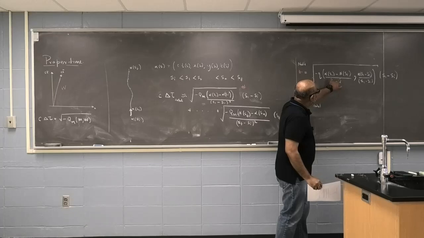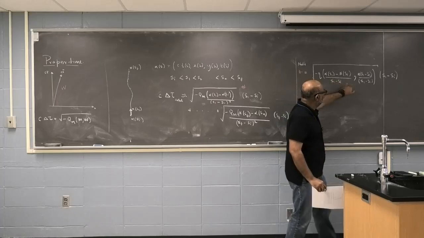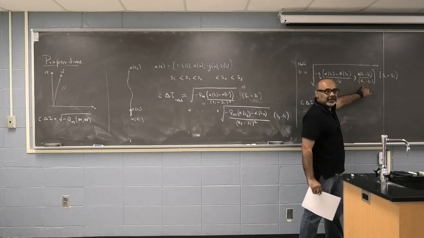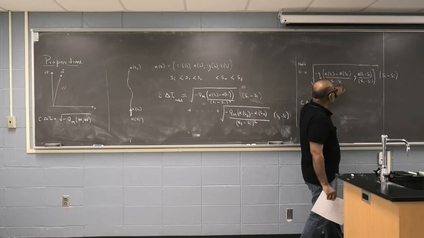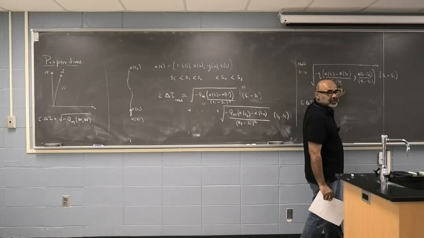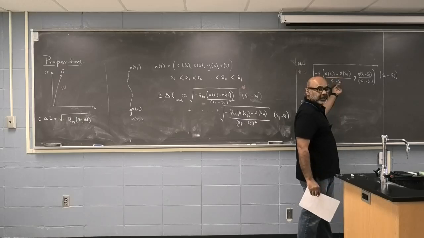Now look at this. This looks like the derivative of the vector, as s1 approaches si. Delta y over delta x.